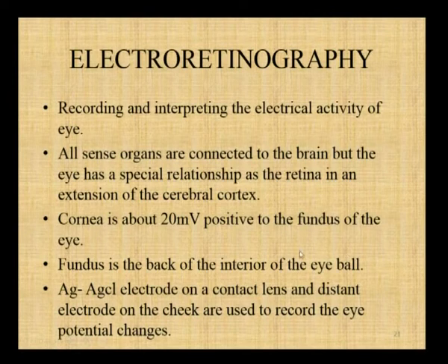This fundus of the eye will be in the interior of the eyeball. The electrode specially used for this measurement is AgCl, that is silver chloride. It will be in the contact lens, and another distant electrode will be on the cheek. It is used to record the eye potential changes.